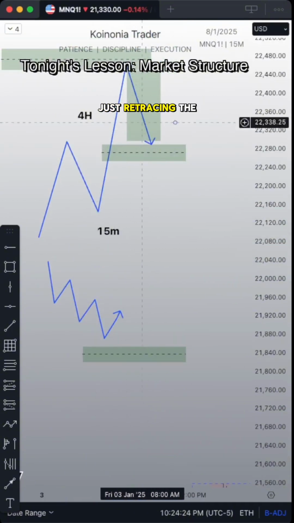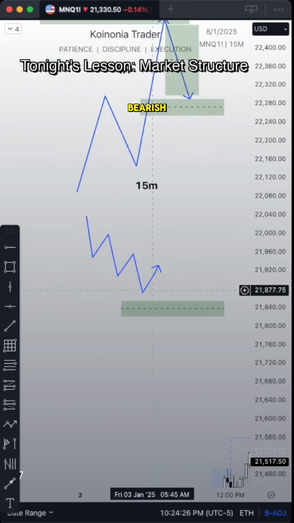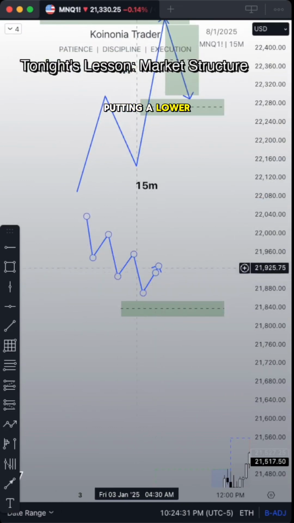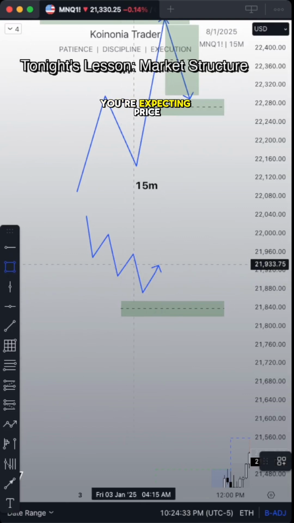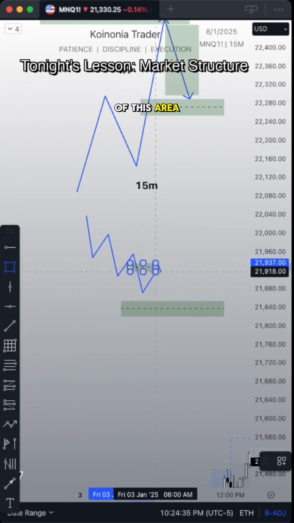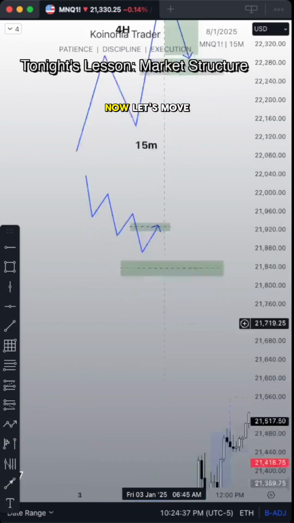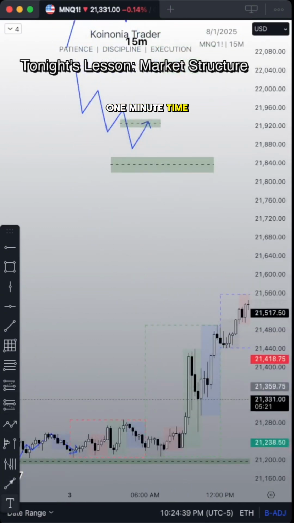The 4-hour is just retracing. The 15-minute looks bearish, right? Because we have bearish structure. And then here we end up putting a lower high. And then on the 15-minute, you're expecting price to reject off of this area to come down lower. Now let's move down into the 1-minute time frame.